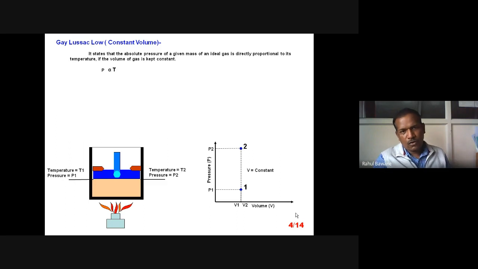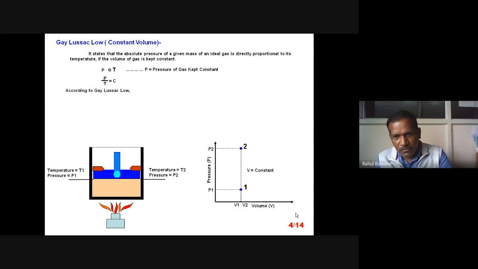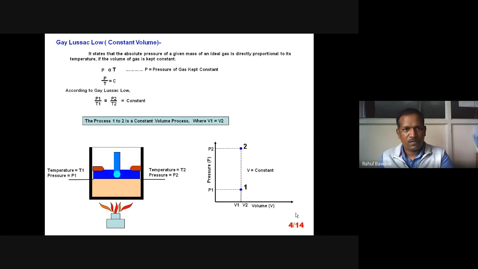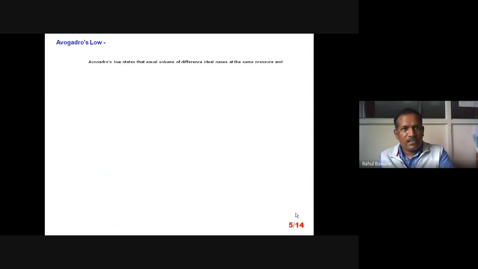In Gay-Lussac's law, it is stated that pressure is directly proportional to temperature when volume is kept constant. If I remove the proportionality sign, P upon T is constant. For our process 1 to 2, if we apply Gay-Lussac's law, it becomes P1 upon T1 equals P2 upon T2 equals constant. So these are the three basic laws. Next, Avogadro's law.